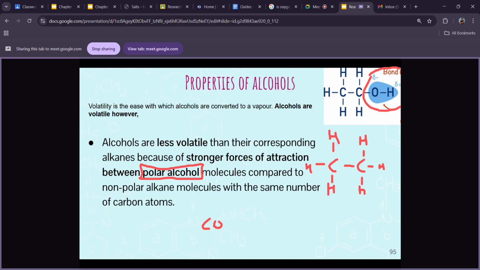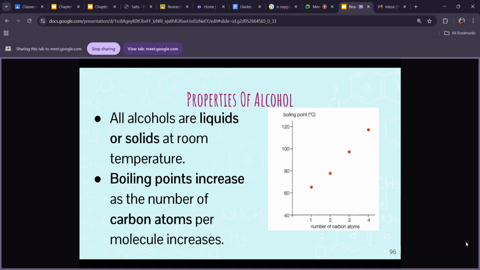Let me ask you a question to see if you're paying attention. If we had something like a carboxylic acid, do you think it is going to be less or more volatile than an alkane? It will be less, miss. It would be less, yes. Thank you. It would be less because of the hydroxyl group that is present. All right, I'm going to move on.